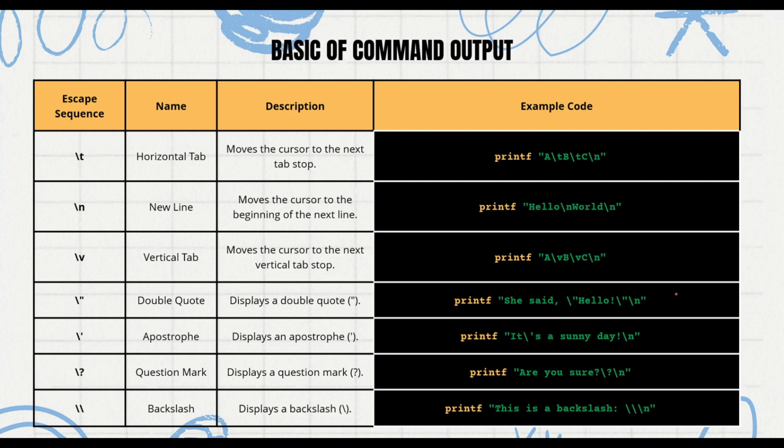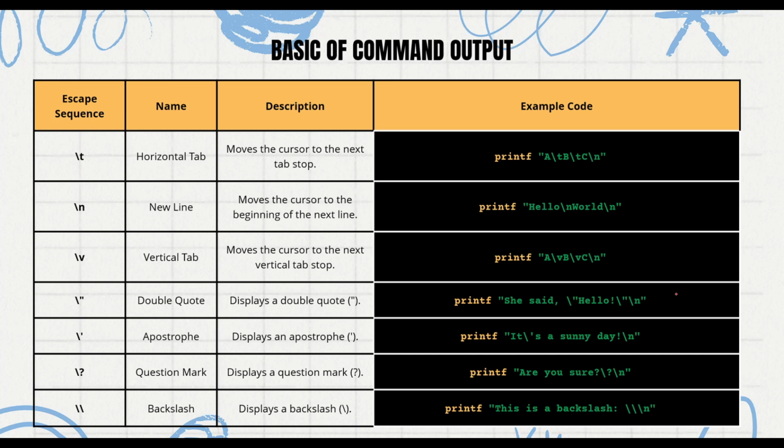Next, we're going to dive into some essential output basics, specifically escape sequences. These are special characters used in programming to control text display and formatting. The first escape sequence we have is \t, known as the horizontal tab. It moves the cursor to the next tab stop in the output. For instance, the code displayed will display A, then tab over to display B, and then C, with each word separated by a tab.